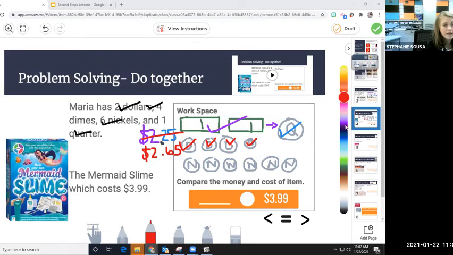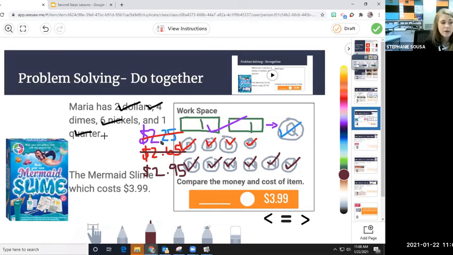Okay. Now I can count my nickels. I know how to count by fives. I'm at 65. So 50, 65. Now I'm going to add 70, 75, 80, 85, 90, 95. So this is $2.95 when you count the nickels.